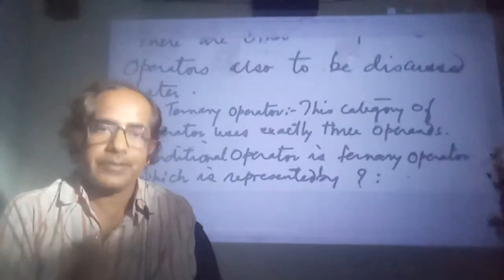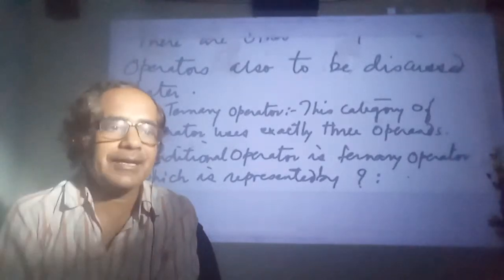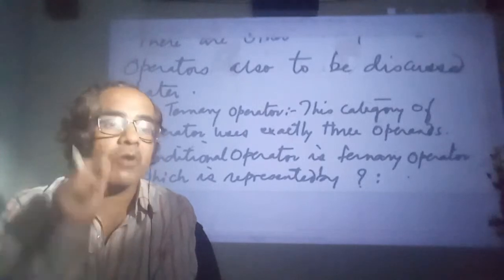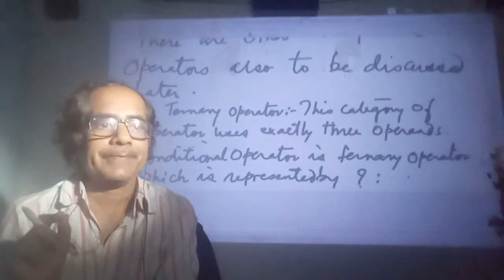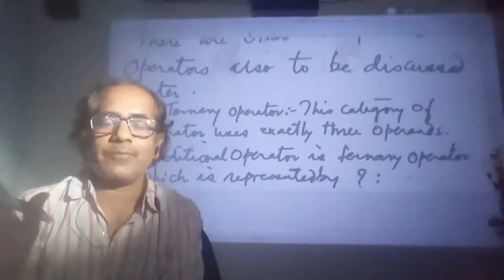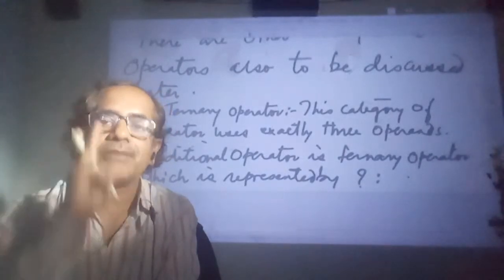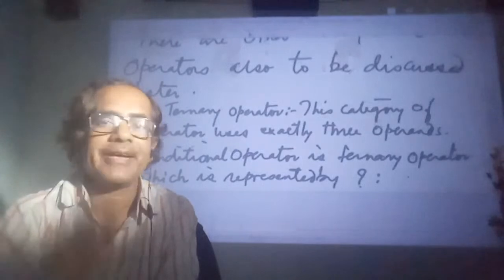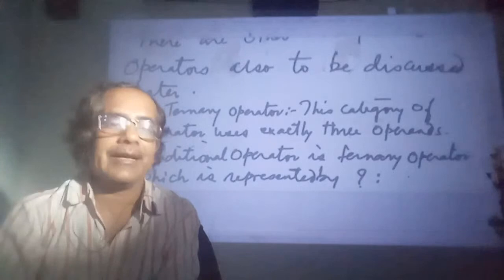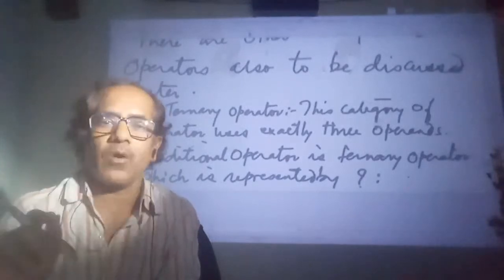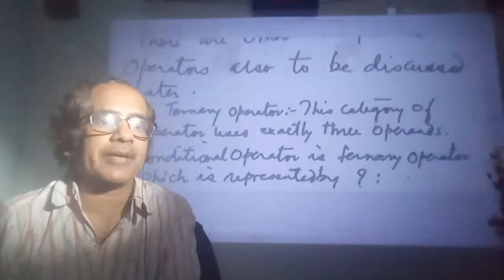Right now, in the previous class, I told you only about the category of operators on the basis of the number of operands used in them. Nothing else I want to discuss. Unary operator means one operand. Binary operator means two operands. Ternary operator means three operands. This is the only aim of mine last day to discuss. Nothing more.